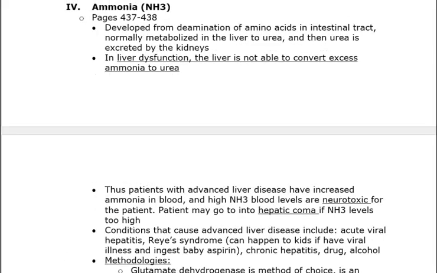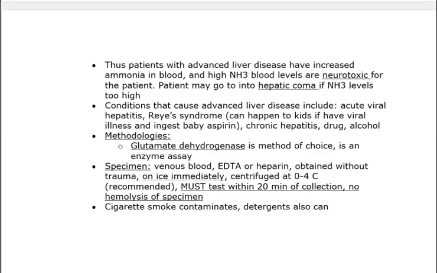The fourth and final non-protein nitrogenous substance we're going to talk about is ammonia. It's developed from the deamination or breakdown of amino acids in the intestinal tract, normally metabolized in the liver to urea, and then urea is excreted by the kidneys. In liver dysfunction, the liver is not able to convert excess ammonia to urea. Patients with advanced liver disease have increased ammonia in blood, and high ammonia blood levels are neurotoxic for the patients. Patients may go into hepatic coma if ammonia levels are too high. So in the laboratory, if we do have a high ammonia, it's usually called as a critical value.